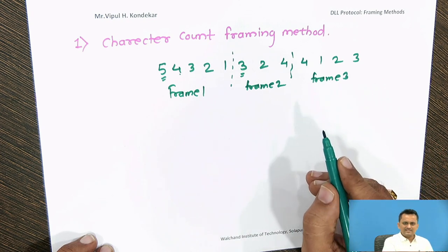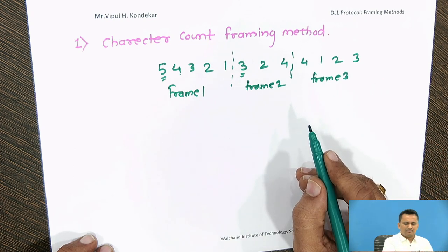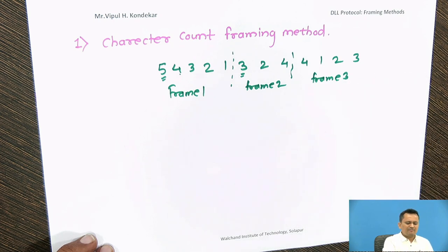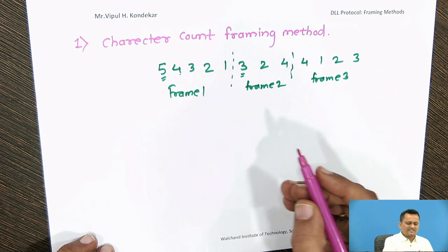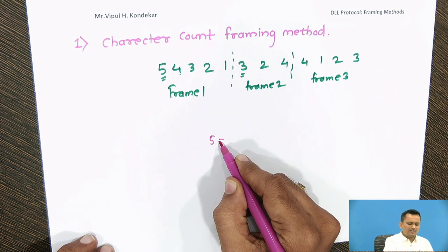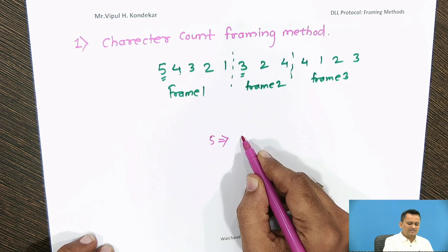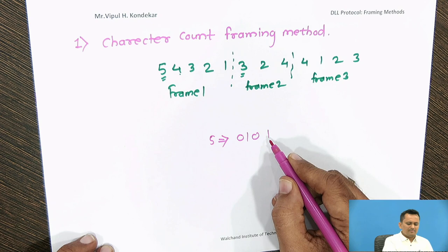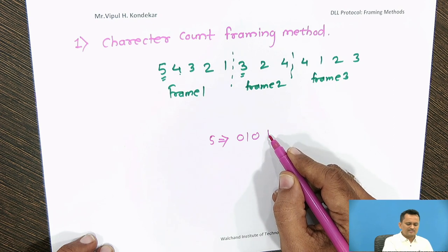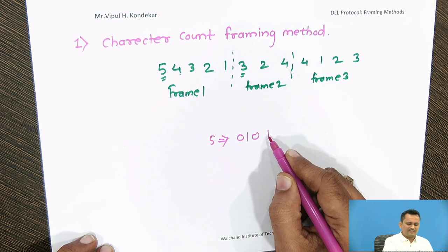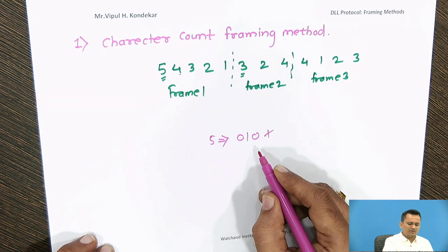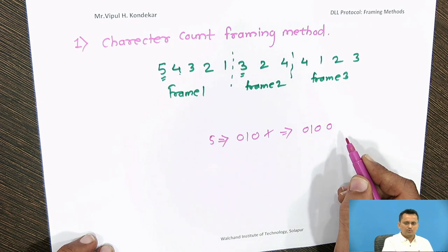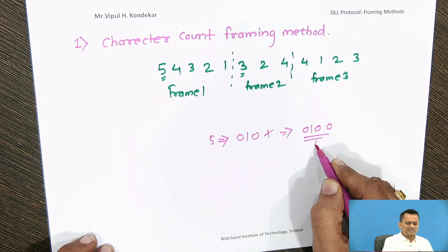This is the simplest technique of forming the frames. But the problem with this framing technique is, assume that the character count itself gets garbled. Let us say 5, its binary representation is 0101. Let us say a single bit error occurs in the character count itself, and instead of this 1, the character count becomes 0100. It indicates that the character count is 4.